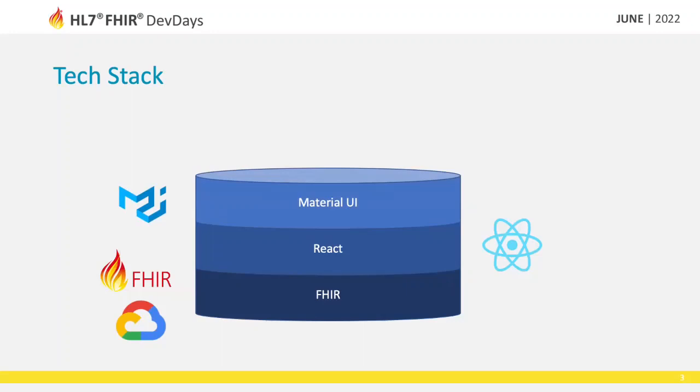The next technology is Material UI. This is a React component library that provides prefabricated components that implement material design. Material design is the design language that we follow in our core product. So we leverage Material UI to create forms that match that style.